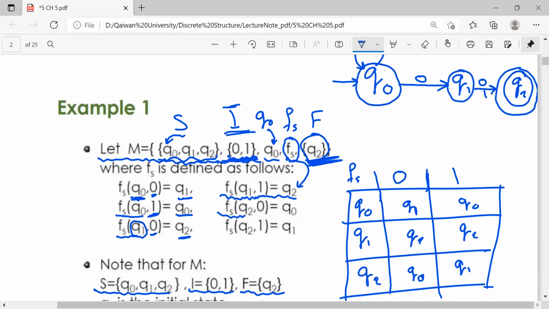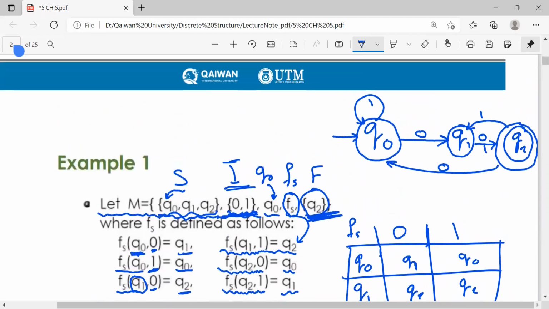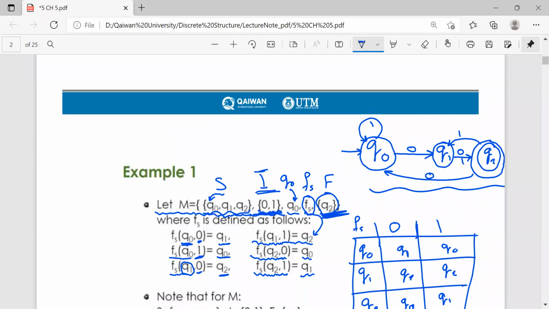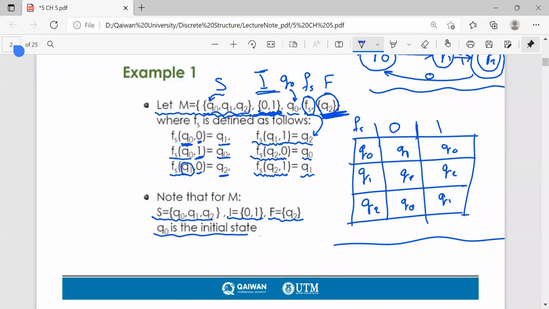And then F of Q2 on zero equals Q0. That means from Q2, we return to Q0 if the input is zero. And F of Q2 on one is Q1. That means you go from Q2 to Q1 if the input is 1. This is the transition graph, and this is the transition table.